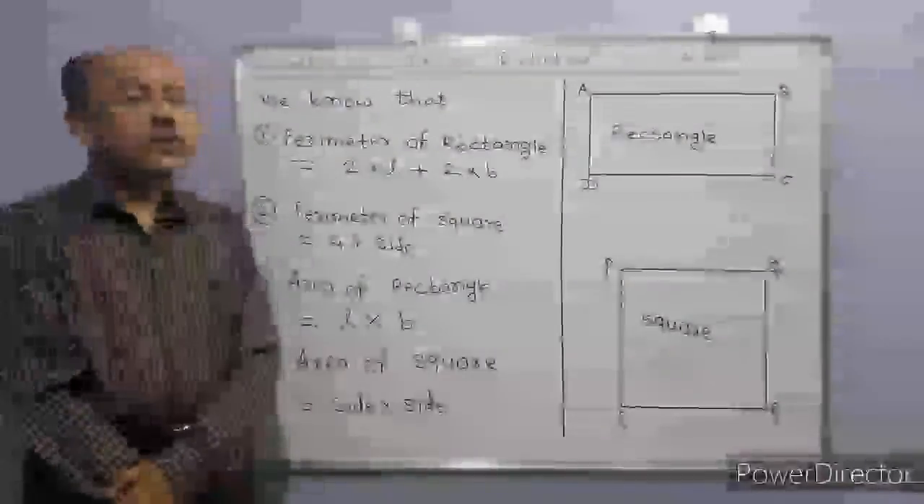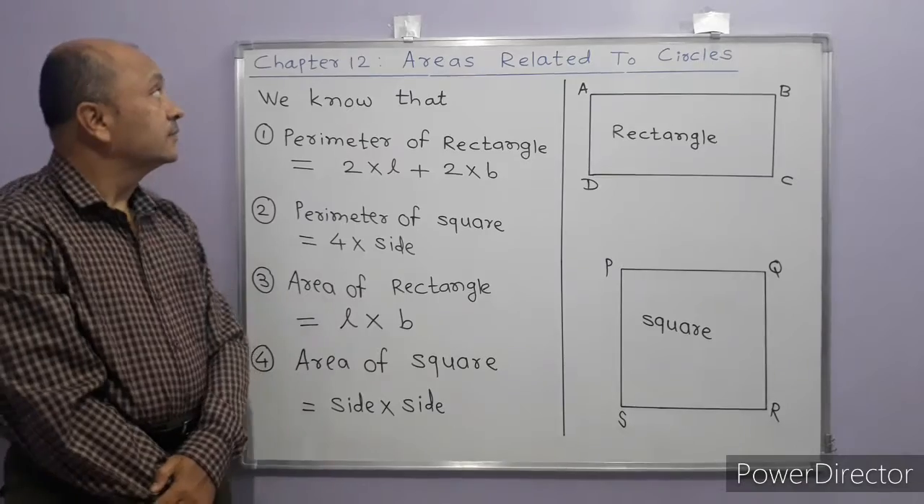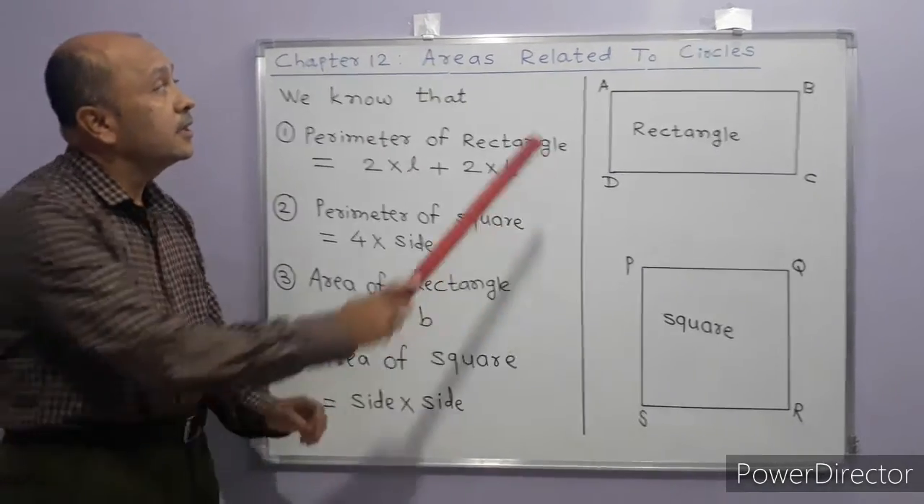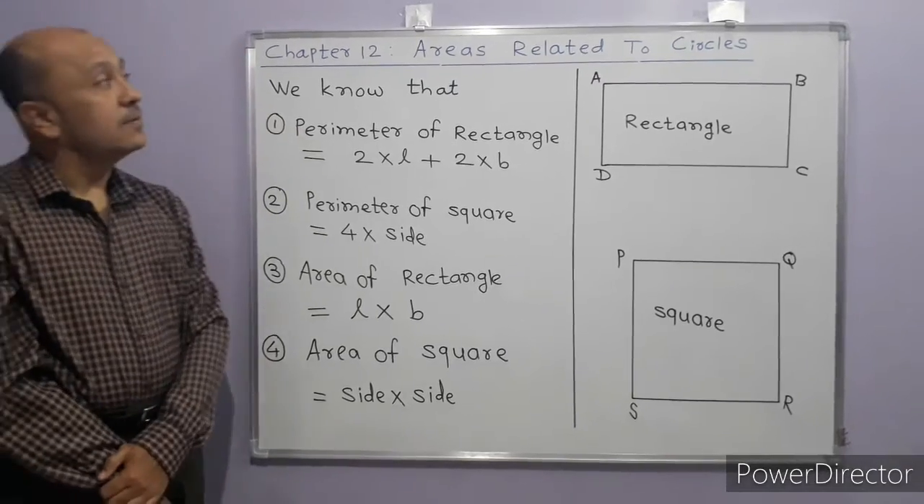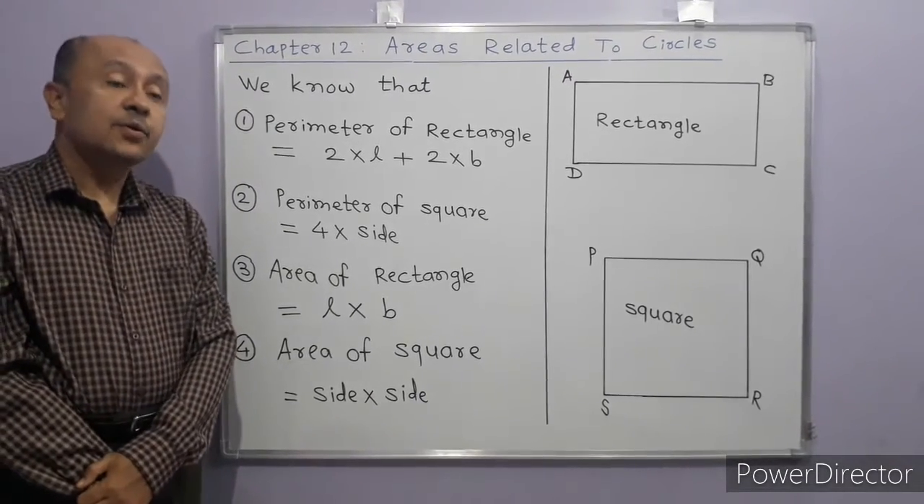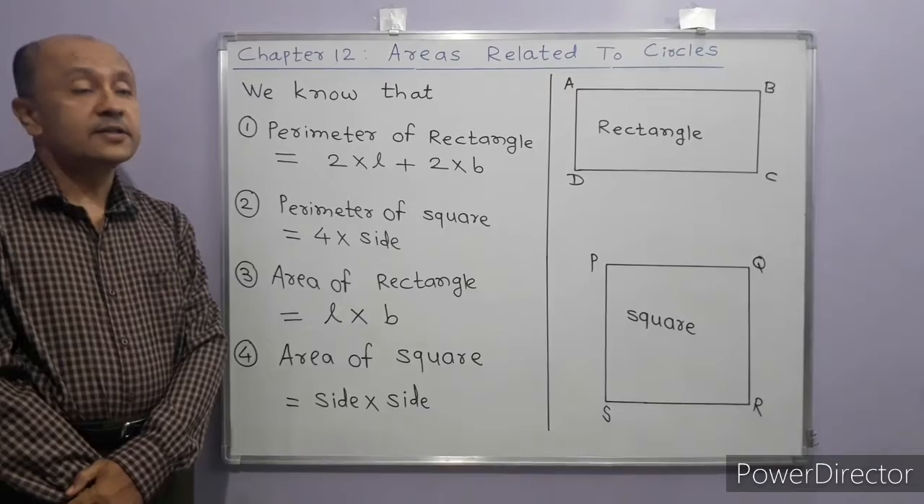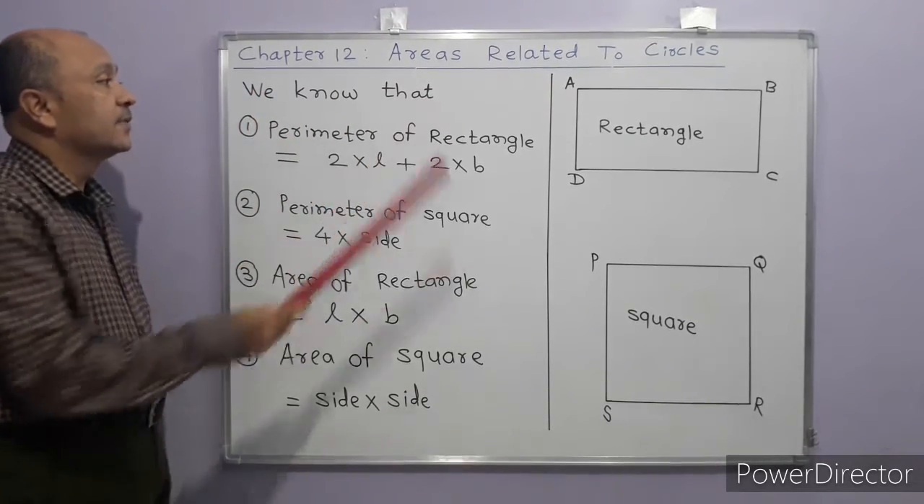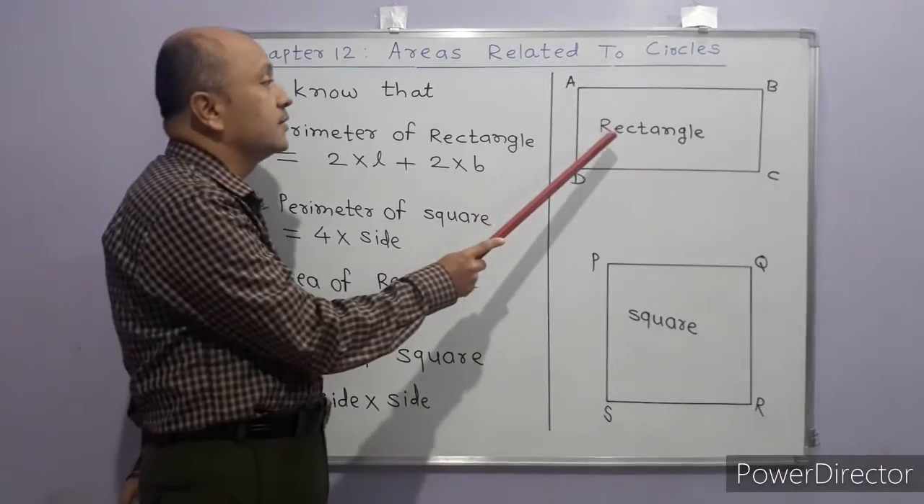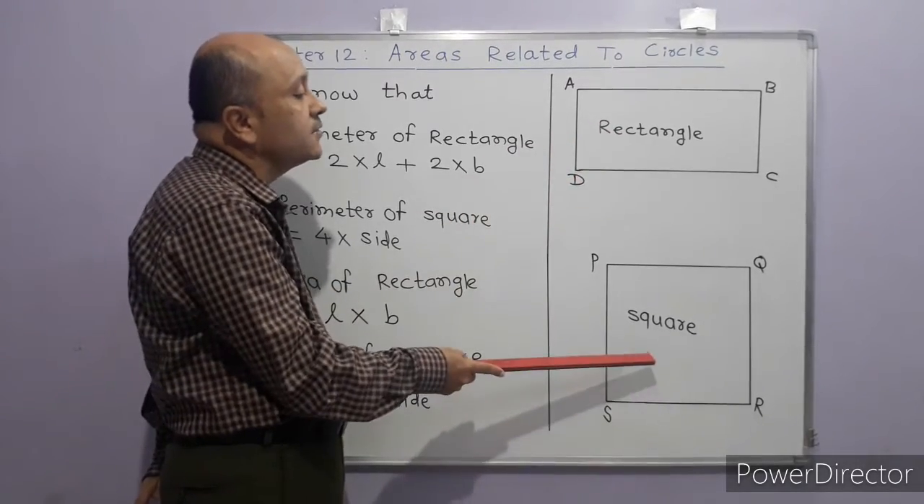Welcome students. Today we are going to start a new lesson, chapter number 12, areas related to circles. So let us start with the basic things that we have known already in our previous standards. So that's why I have started. We know that there are two geometrical figures, one is a rectangle and the other is a square.